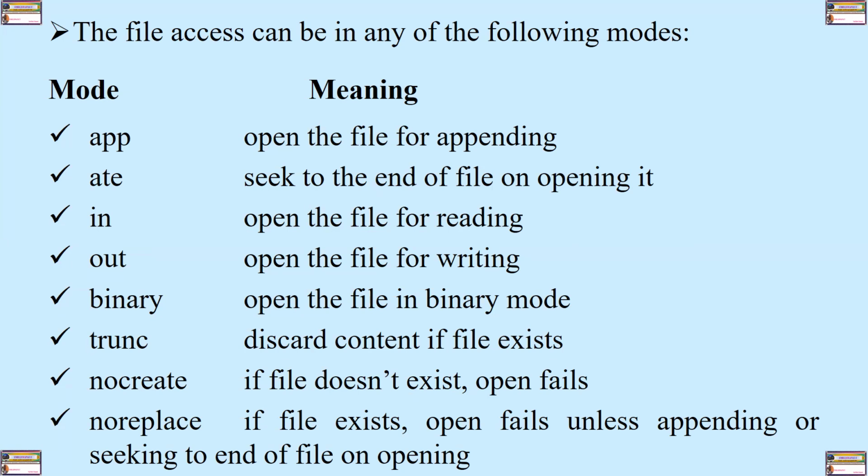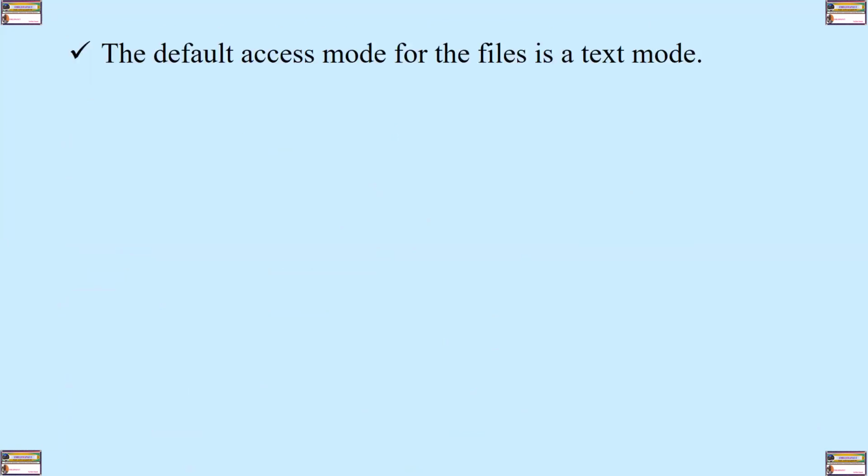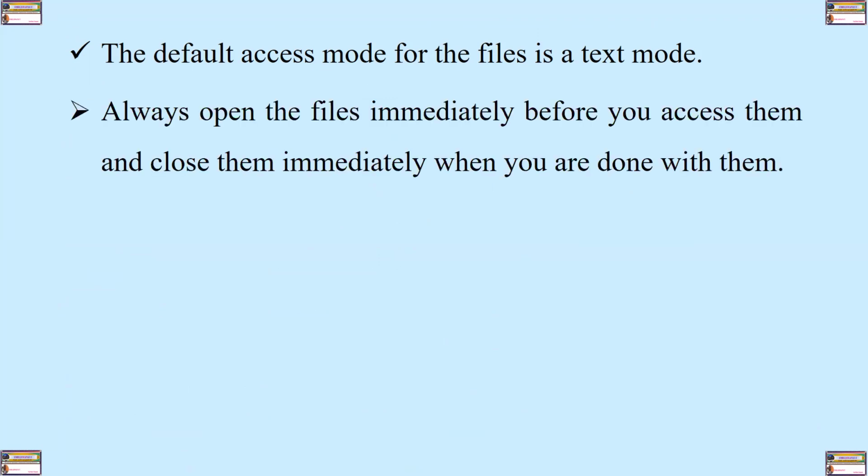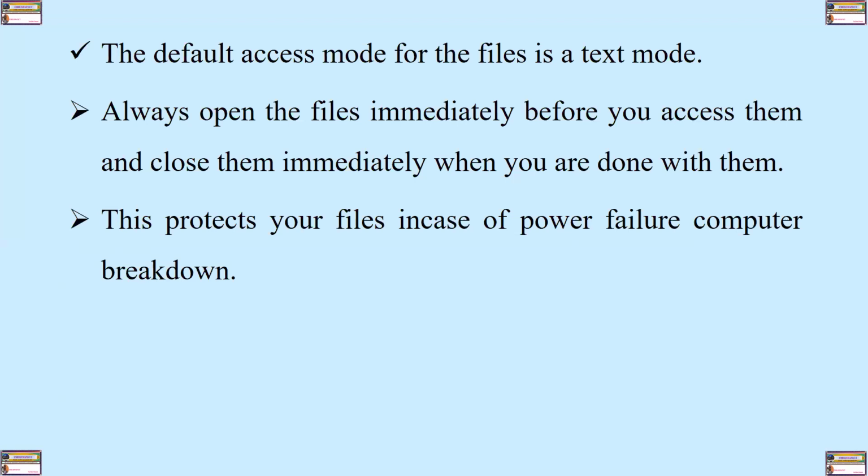So my dear students and the rest of the learners, you must always think of the mode in which you want to open your file. If you want to open the file for writing, then you have to include out. If you want to open it for reading, you have to include in. We are going to see how to do this. The default access mode for the files is normally text mode. Always open the files immediately before you access them and close them immediately when you are done with them. This protects your files in the case of power failure or in the case of computer breakdown.